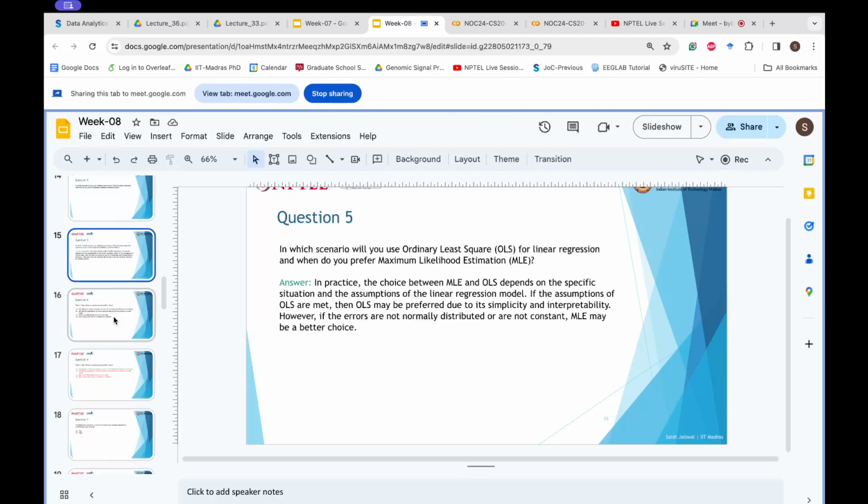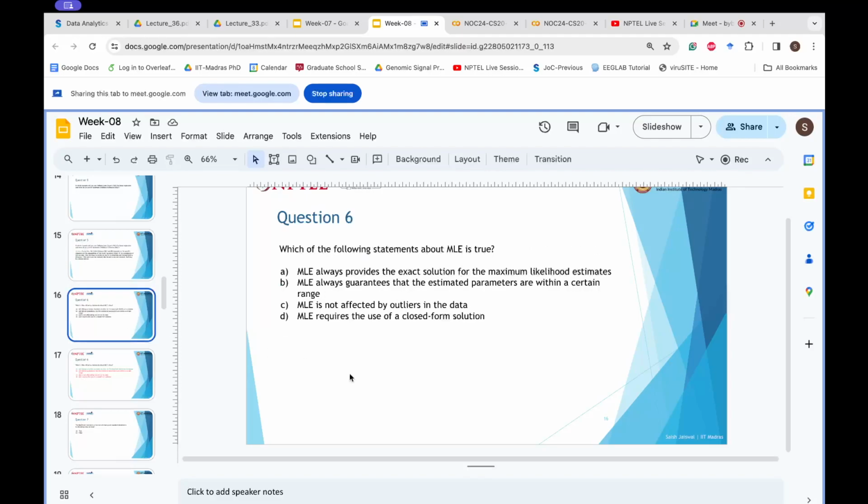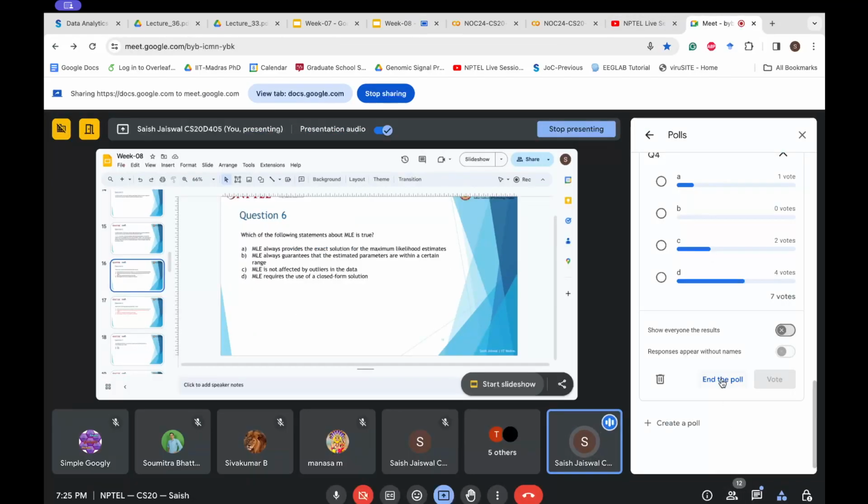But if the errors are normally distributed, then you can go ahead with OLS. Okay, so let us go on to the next problem. Which of the following statement about MLE is true? Let me start a quick poll.